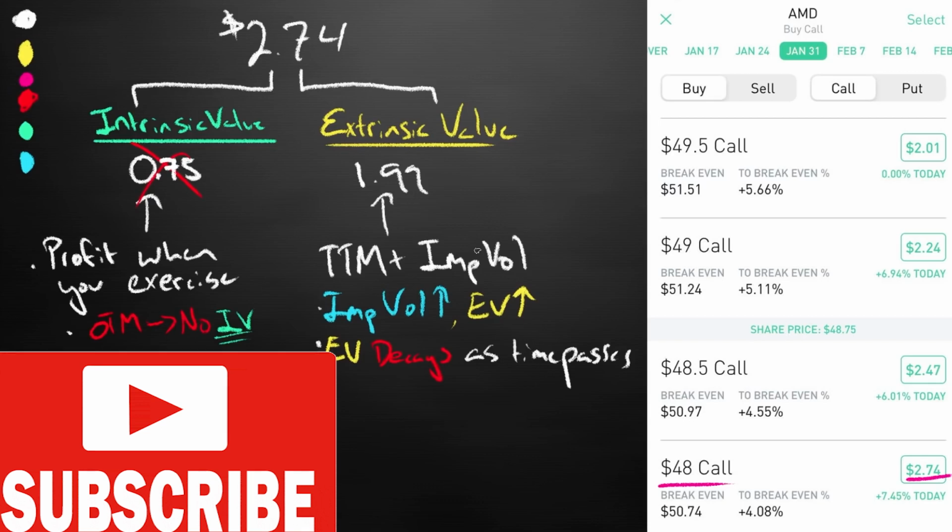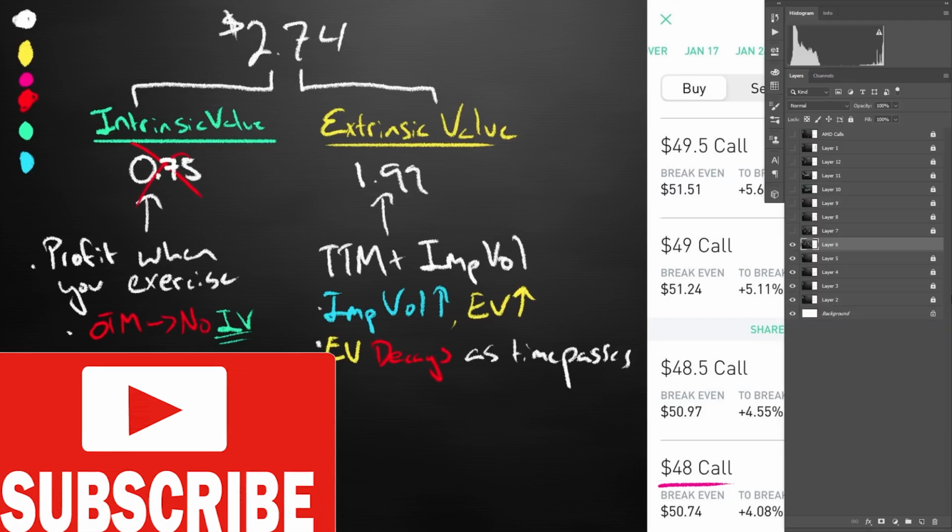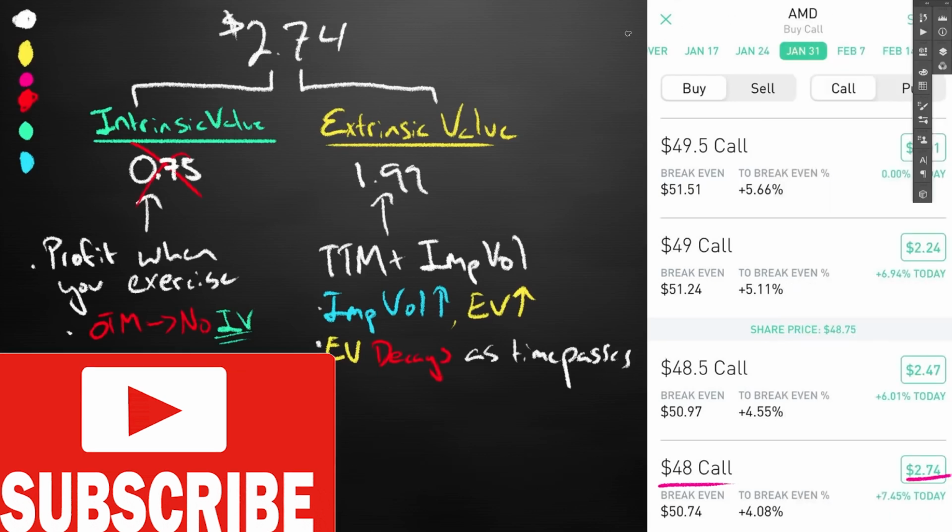So both time to maturity and implied volatility are good for options. You want more time. They're going to be worth more. It also means they're going to be more expensive. So if you flip between January 24th, February 7th, February 14th, you'll see that these numbers increase the further out your expiration is because there's more time to maturity. You can actually see this shown on your app when you select a further out expiration. They're more expensive because there's more time for them to get in the money, which is a good thing. But that means there's also more money to bleed off.